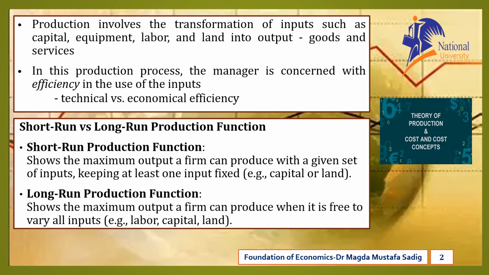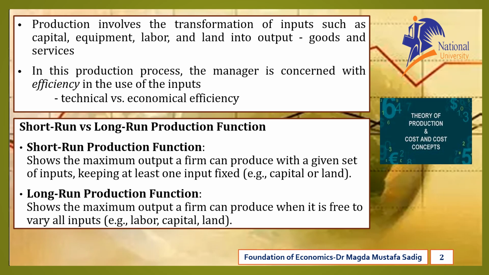not by buying more printers. Long run production function. In the long run, all inputs are variable. The firm can change everything: labor, capital, equipment, land. The long run production function shows the maximum output a firm can achieve when it is fully flexible to adjust all inputs. Example, a car manufacturer might decide to build a new factory, buy more machines, and hire more engineers because nothing is fixed in the long run.